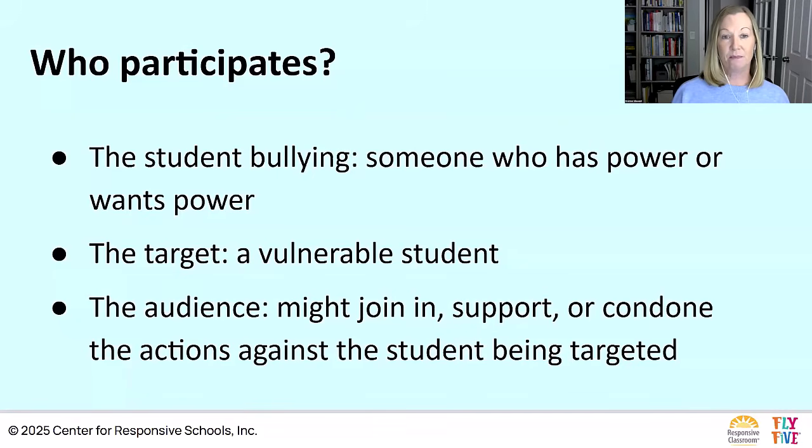And bystanders can play many roles. So sometimes they can join in. They might be encouraging the student doing the bullying behavior. They might just be passively watching or maybe actively helping the target. So helping that child who's being bullied. So lots of different roles and ways that people participate in and around bullying behavior.